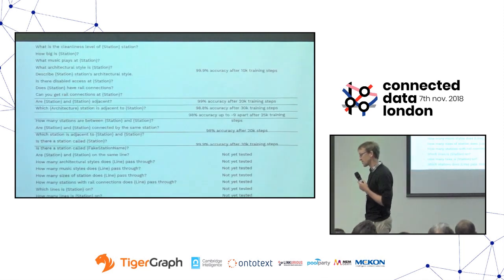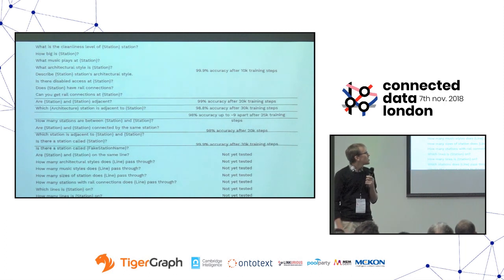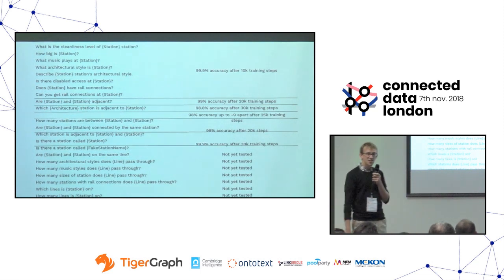So this is where we are at the moment. We're working our way down this list, and so far we get 98, 99% accuracy on these kinds of questions. At the moment we haven't yet tested these. But in here we've got some which we're pretty proud of. So we've got things like, is there a station with this name? Is there a node with this name?